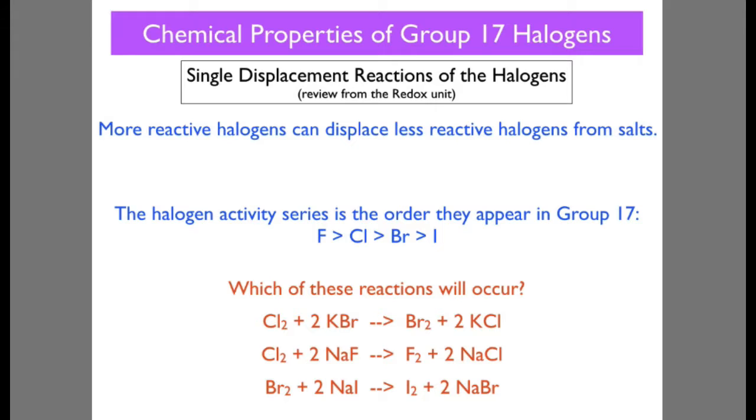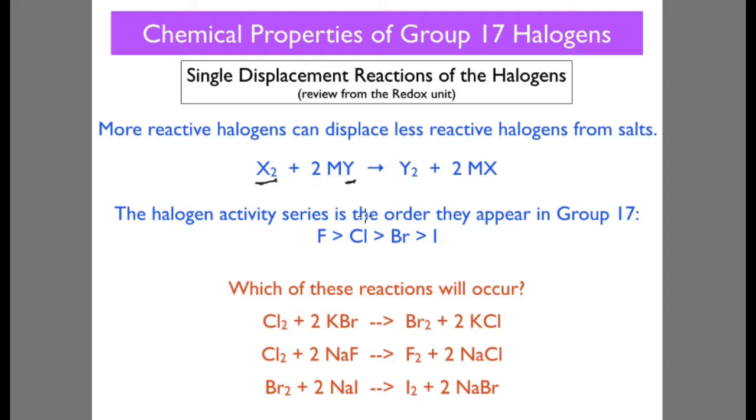Single displacement reactions of the halogens. The more reactive halogens can displace less reactive halogens from salts. So more reactive halogens move in and kick out the less reactive halogens from salts. And so here we'd have X2 is more reactive than Y, and so it can move in and replace the Y and forms this new salt.